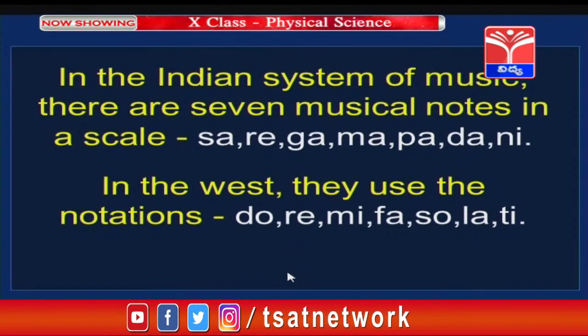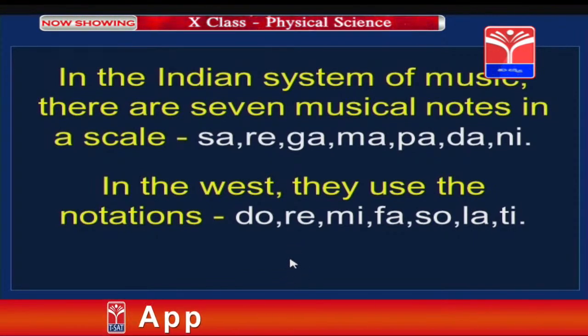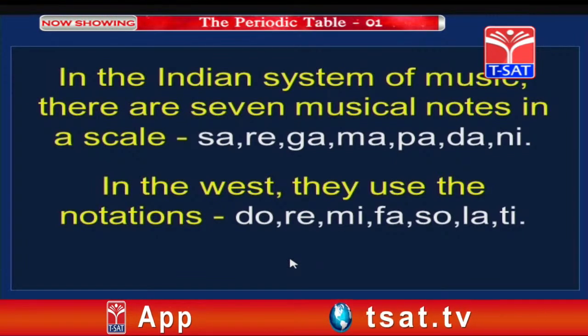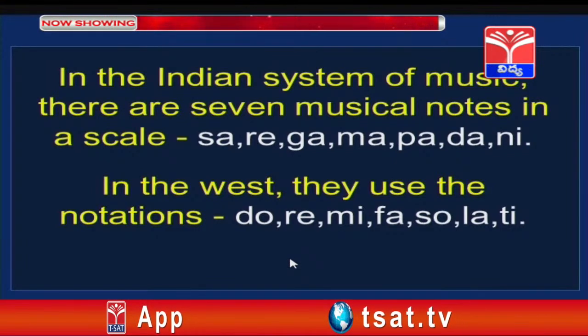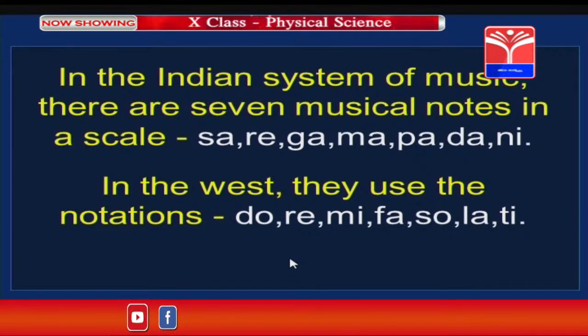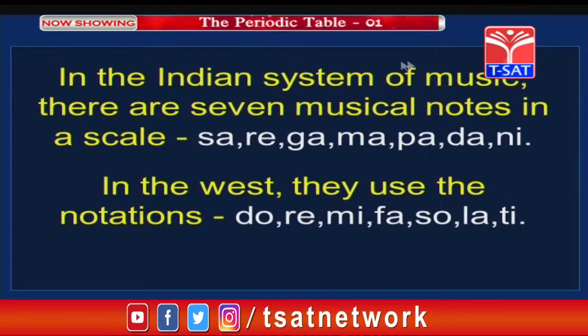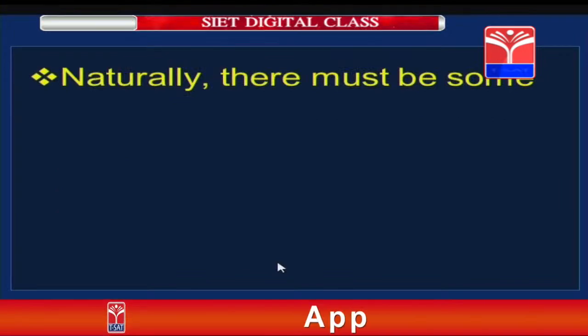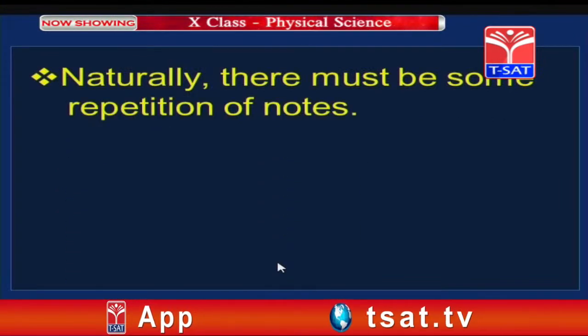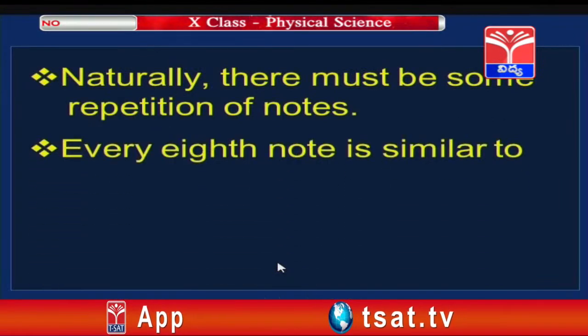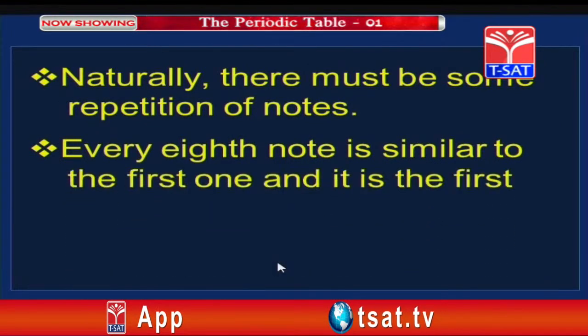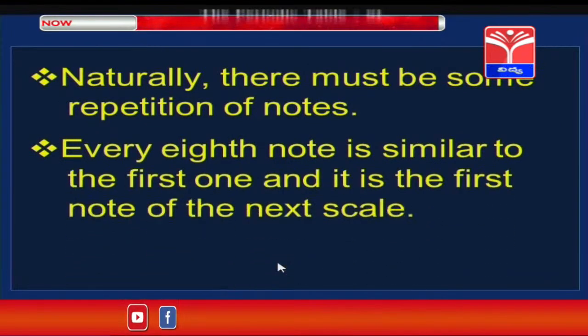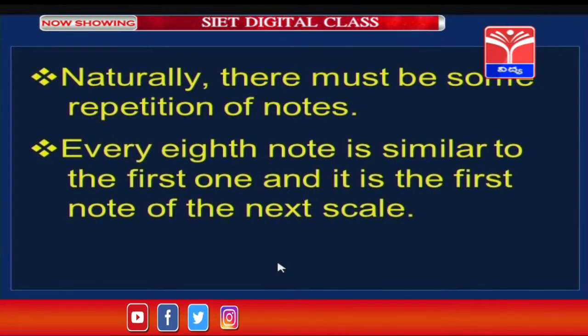Therefore, in Newlands' law of octaves, we find a relationship with our traditional music system. In the same way, every 8th element has the same properties. In the music system also these notes are repeating. Naturally, there must be some repetition of notes. Every 8th note is similar to the first one, and it is the first note of the next scale.